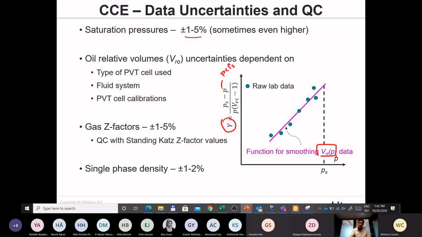And then you have the pressure again, and then the VRT minus 1, and they plot the raw lab-measured data of this Y function with respect to the pressure, starting from the saturation pressure and lower. Then they fit a straight line through that and smooth this VRT data using this straight line.